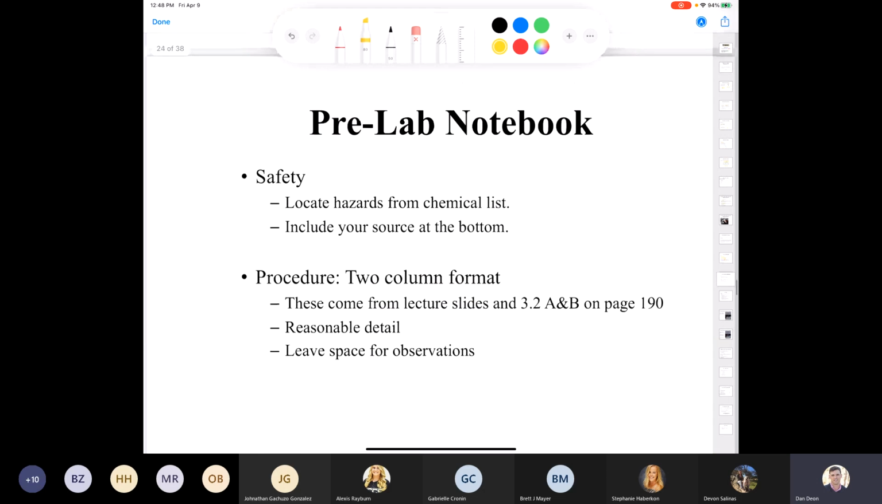Also, be sure to include the safety hazards. You just look at the chemical list, which is on Canvas. Make sure you include a source. And when you're writing your procedure, be sure to do the 2-column format.